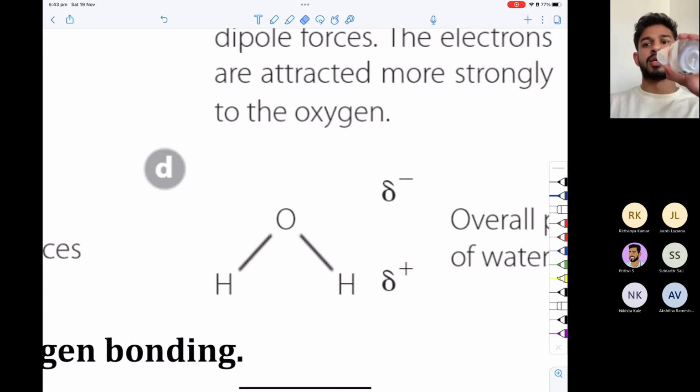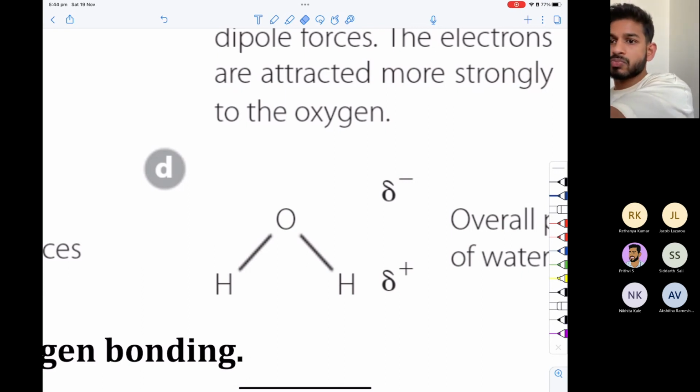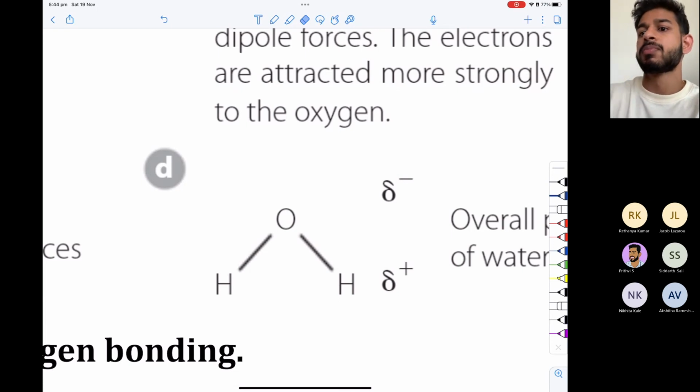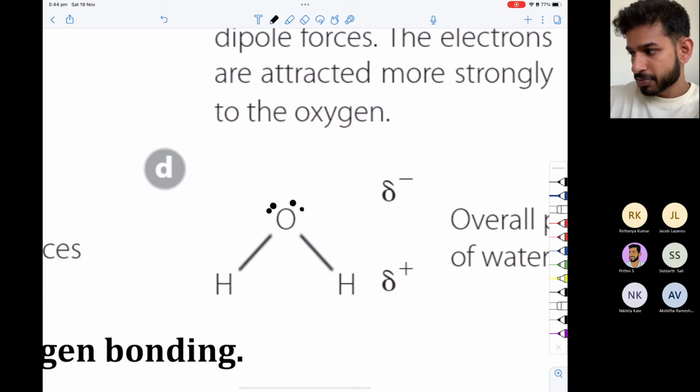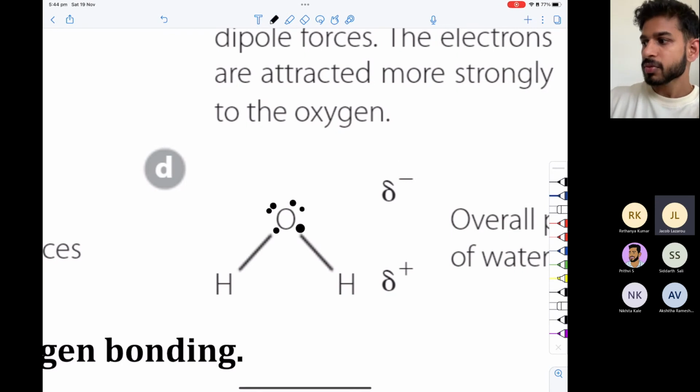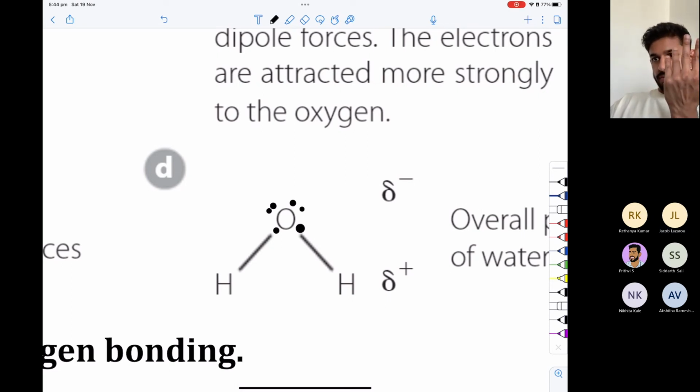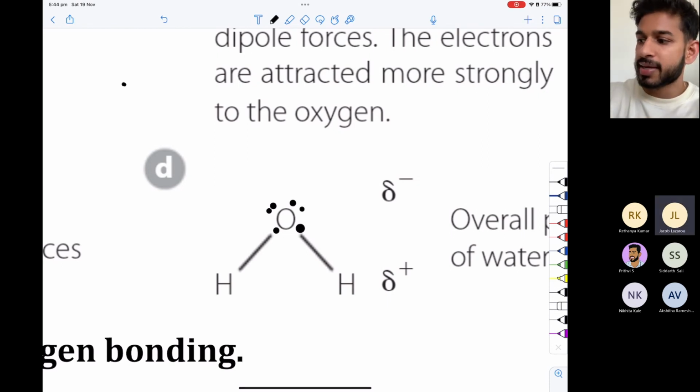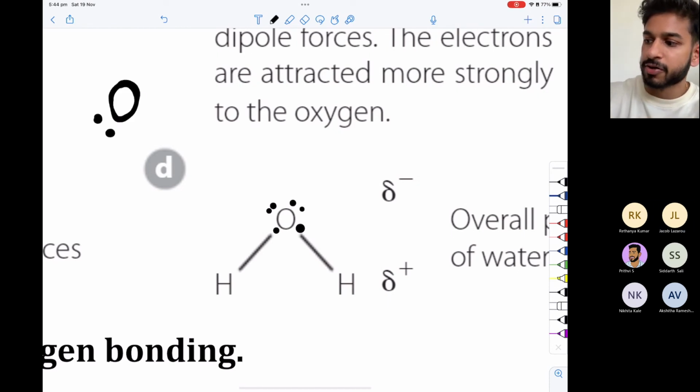Jacob, oxygen, how many electrons does it have? Akshita, how many electrons does oxygen have? Does it have 8? What number is oxygen on the periodic table, Jacob? 8. Good, right? So since it's got 8 electrons, there's 2 electrons in the first shell.